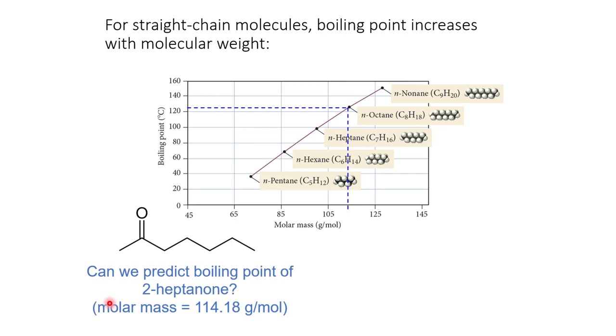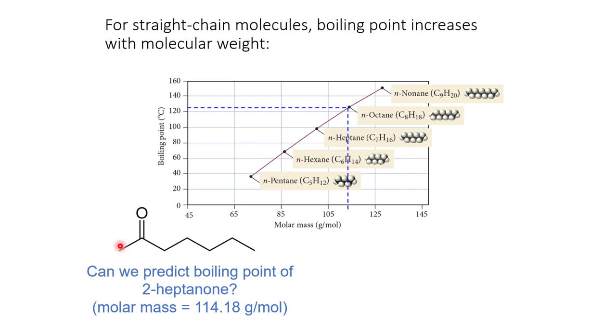So let's try to predict the boiling point of 2-heptanone. This one has 7 carbons, and it's heptanone because this is actually a ketone here. That's a double bonded oxygen sticking off of a carbon that's bound to other carbons. So this is heptanone, and you do not need to know how to name these compounds. I'm just telling you where the names come from.